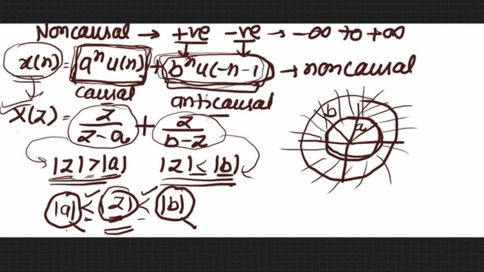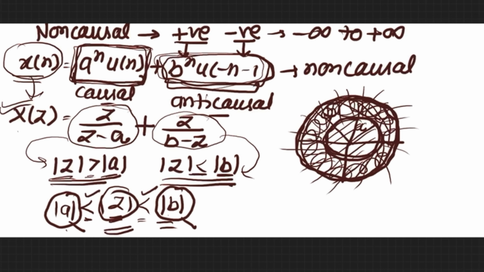Now |Z| is less than B. So for the anti-causal signal, the region of convergence is inside this circle. So according to the anti-causal signal, we are putting these hashes inside the circle. Now the area where both conditions exist is inside these two circles. So this annular ring, which has the region of convergence for this signal as well as for this signal, will represent the resultant region of convergence.